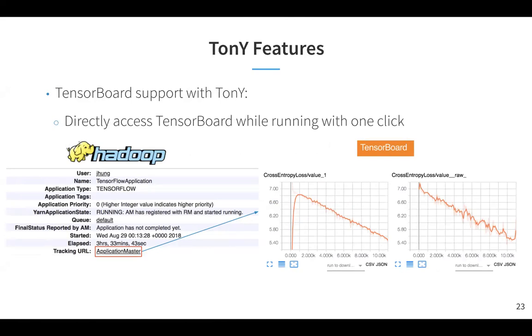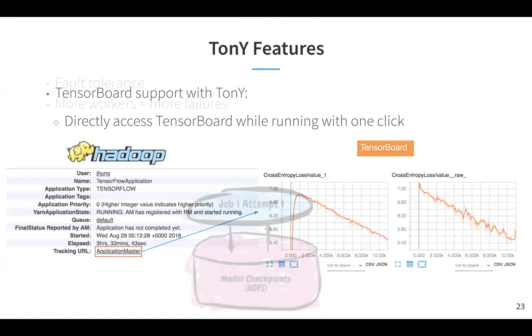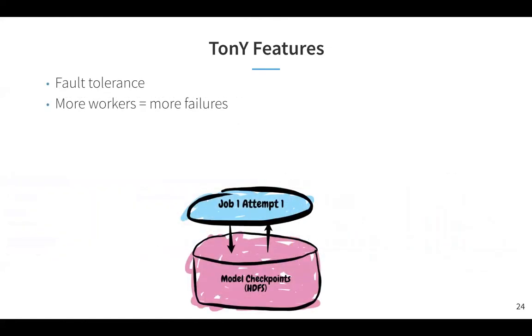So right now, if you want to access TensorBoard inside a Tony application, you just need to tap on the tracking URL, and then you'll be pointed to the corresponding TensorBoard page for the application. And the next one is fault tolerance. As you know, the more workers you have, the more likely you will have some failures in your application, especially when you are launching large scale training jobs.